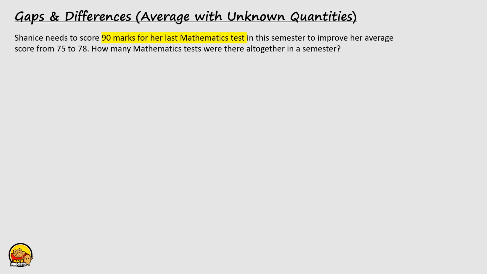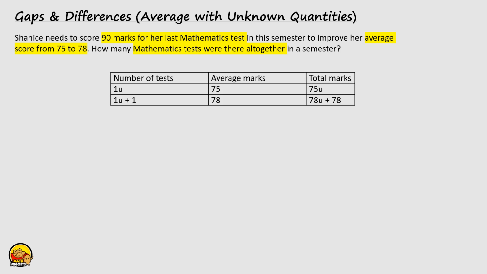So I know that she needs to score 90 marks for her last test to improve her average from 75 to 78. So I'm trying to find out how many tests there are altogether. Now, what we're going to do is use the unit and table method. At first, the number of tests that she has to take is 1 unit, and the average marks that she had before was 75.